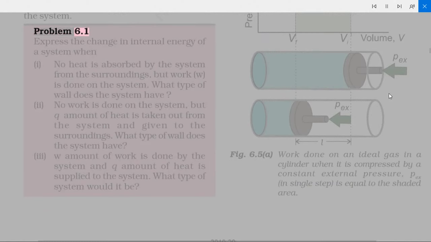Problem 6.1: Express the change in internal energy of a system when: 1. No heat is absorbed by the system from the surroundings, but work, W, is done on the system. What type of wall does the system have? 2. No work is done on the system, but Q amount of heat is taken out from the system and given to the surroundings. What type of wall does the system have? 3. W amount of work is done by the system and Q amount of heat is supplied to the system. What type of system would it be?